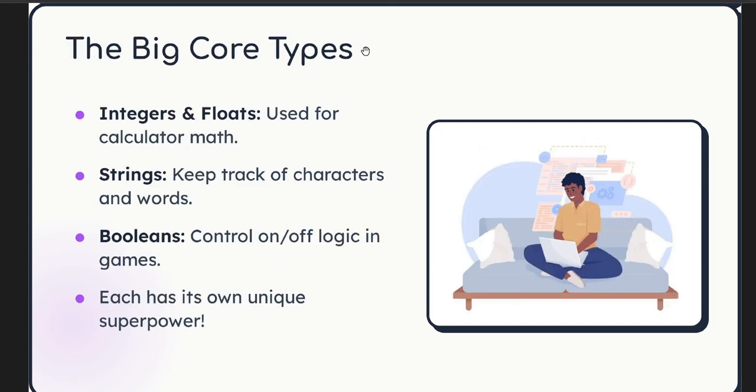What are the big core types of data types? The big core data types include numbers, text, and statement defining data types. Numbers include integers, floats, and complex numbers. Text includes strings, and statement defining data types include Boolean values.